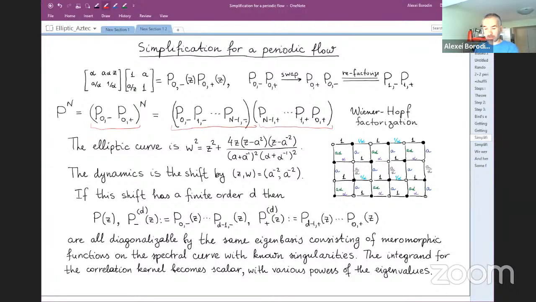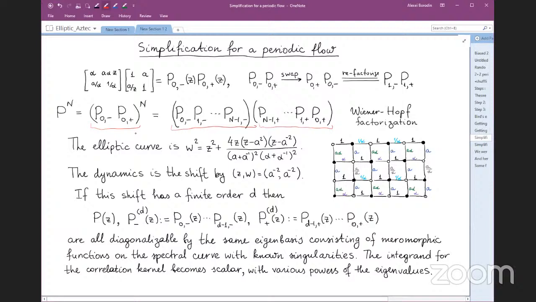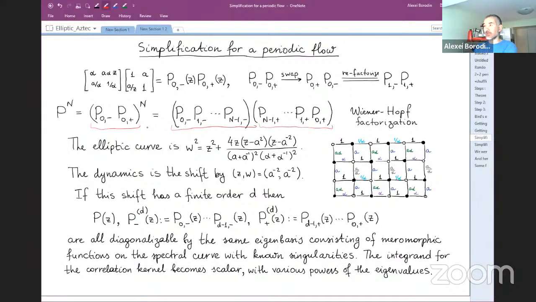Now, why is that simpler? Well, if we imagine that these P0, P1, and so on. Alyosha, may I interrupt you? Yeah, absolutely. I missed some point. How do you choose the flow? Because there are many flows. They are parameterized by Z1 and Z2, you mentioned, two zeros or two points on the elliptic curve. Are they fixed from the beginning?